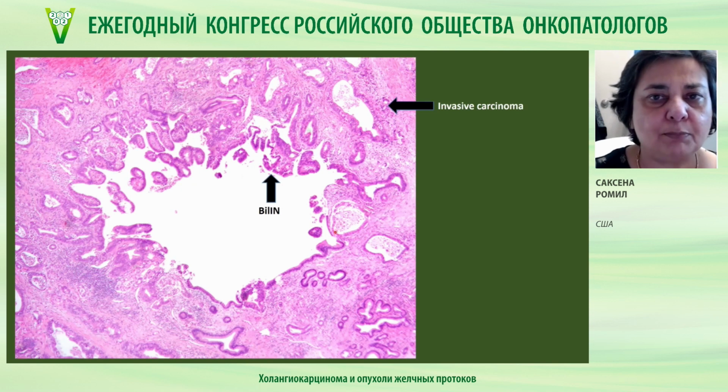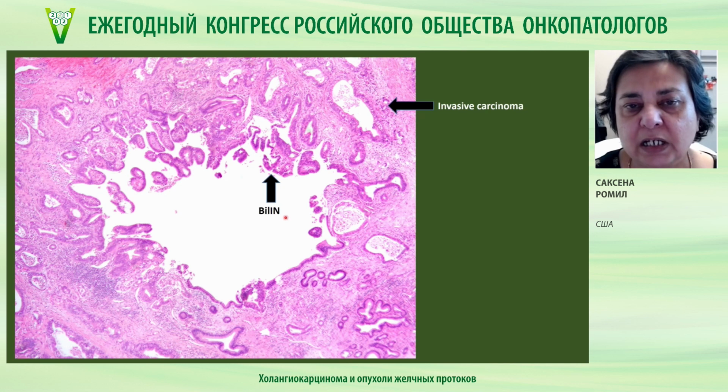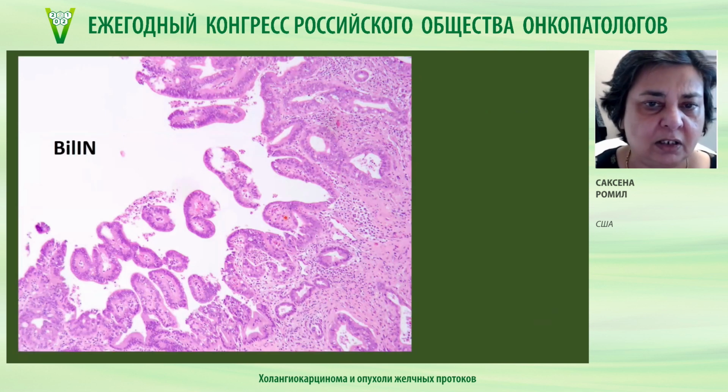So this is an example of a large duct type of cholangiocarcinoma. You see these large glandular structures that are invading into the stroma around this bile duct. And the bile duct epithelium itself is dysplastic. It's got biliary intraepithelial neoplasia. And I'll show you that on a high power. So here there is biliary intraepithelial neoplasia.